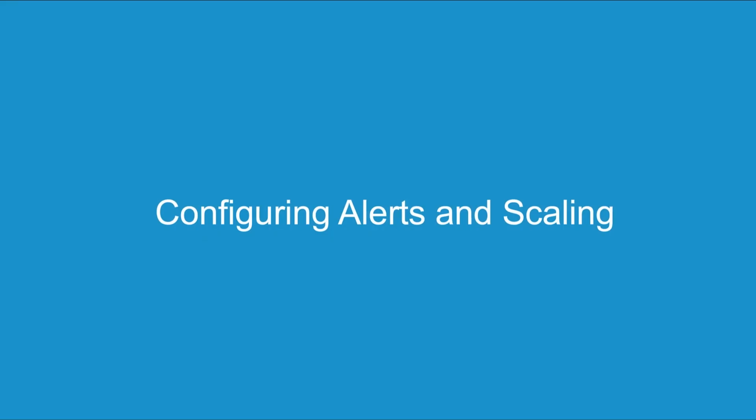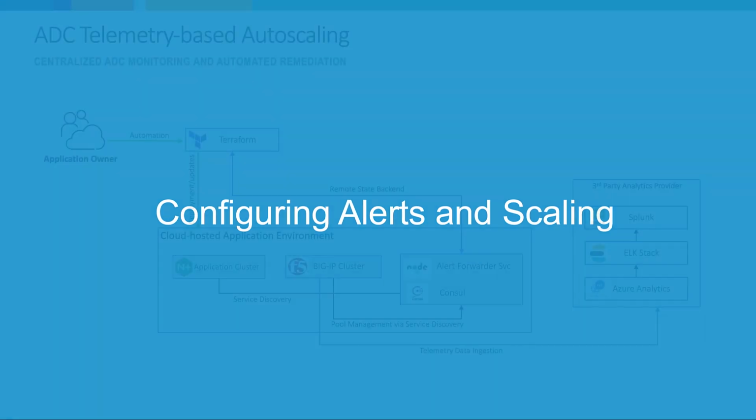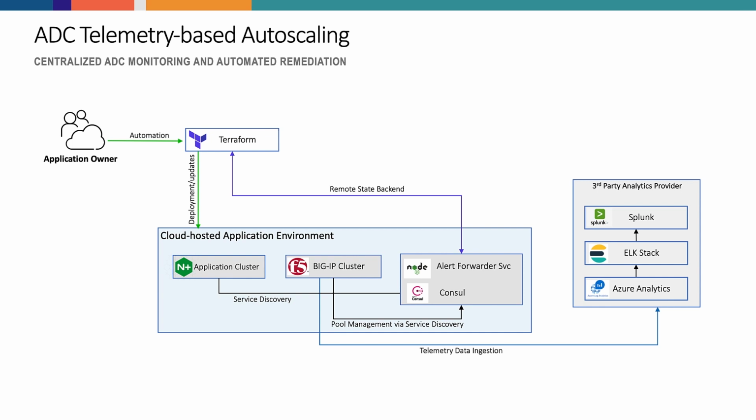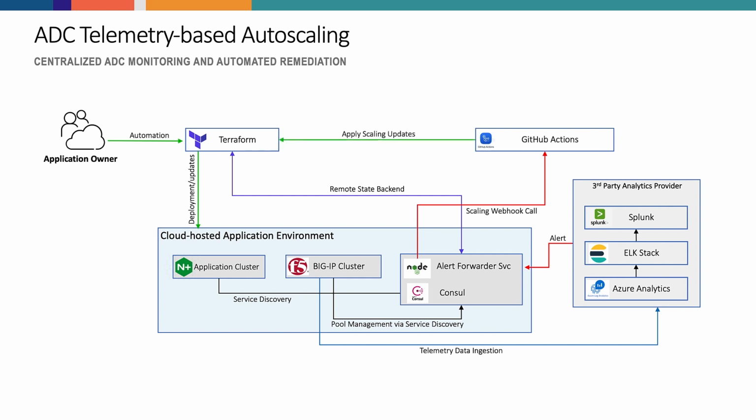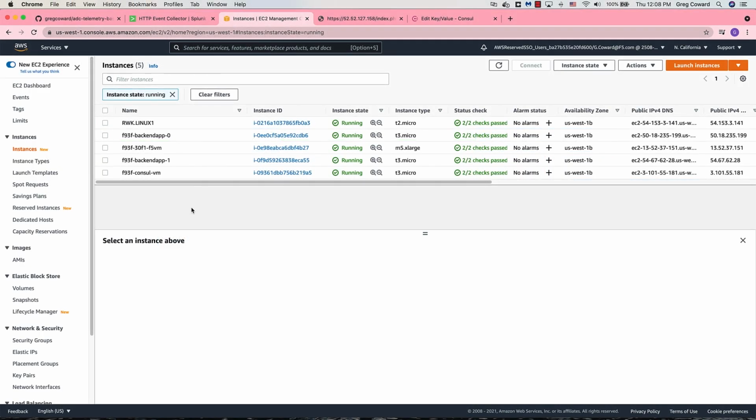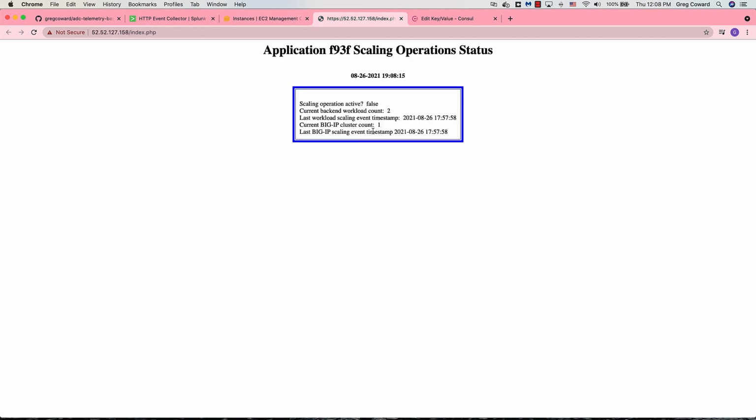With my deployment complete and the metrics being sent via Telemetry Streaming to my third-party provider, Splunk in this case, I can configure scaling alerts. When an alert is triggered, a web call is sent to GitHub Actions via the alert forwarder service. The GitHub Actions workflow, in turn, triggers and uses Terraform to update the application infrastructure. To see this in action, let's first review my application page and note the current cluster count and scaling status.